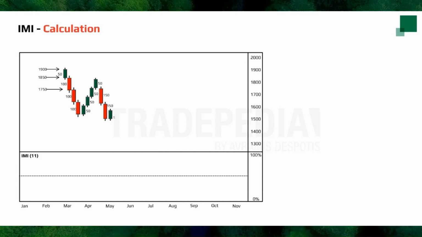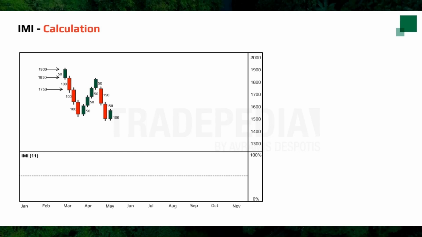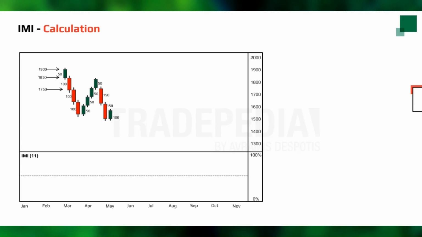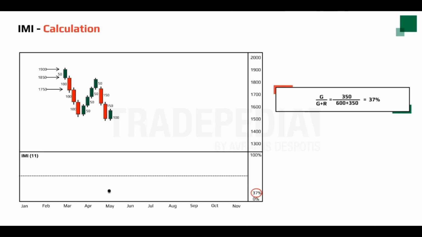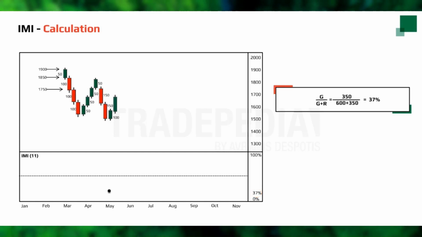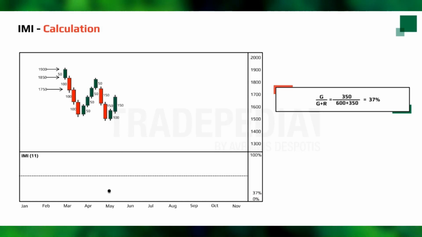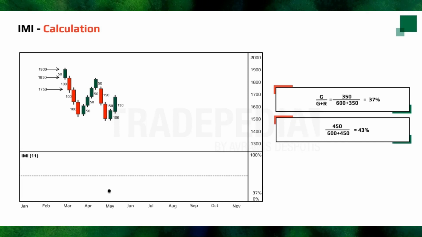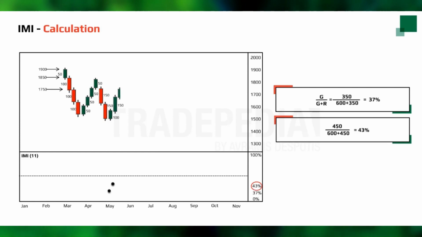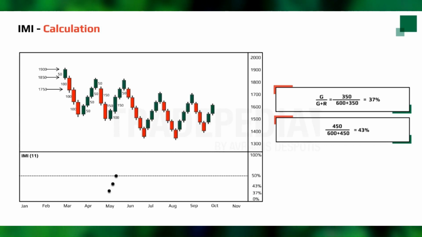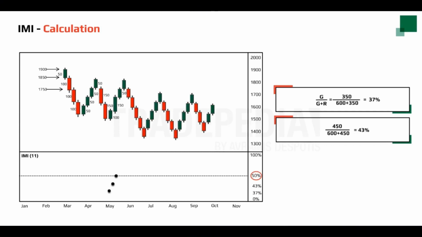We then count how many bullish and bearish points we have. In our example, for the last 11 days, we have 350 green and 600 red. Now, using the formula, we see that our first point is 37%. The next day, we have a green candle of 150 points. Remember, we always count the last 11 periods. So now we have 450 green and 600 red, which gives us 43% as our second point. When the green points are equal to the red points, the IMI would be at the 50% equilibrium level.